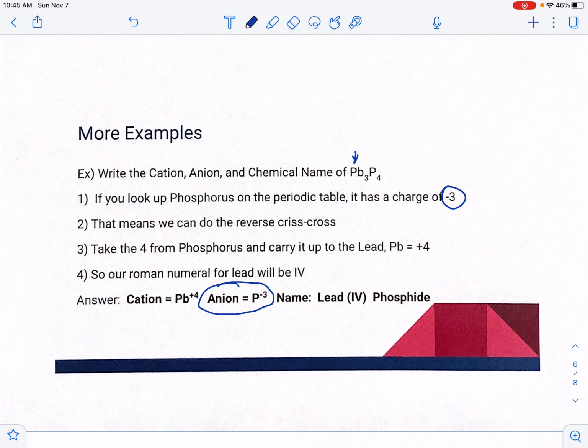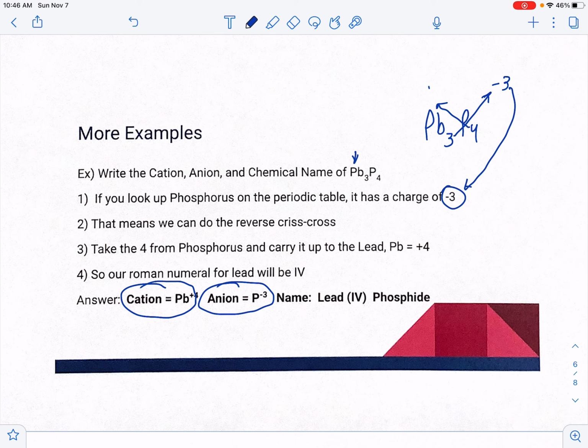Okay, since I can do the reverse crisscross, if I have Pb3P4, I take this 3 up to the phosphorus, and that means it has a charge of -3. Since that matches the periodic table, the reverse crisscross is good to go. So phosphorus has a charge of -3, which means I'm going to take this 4 up to the lead. So lead has a charge of +4. There's the other part of my answer right there: lead has a charge of +4.